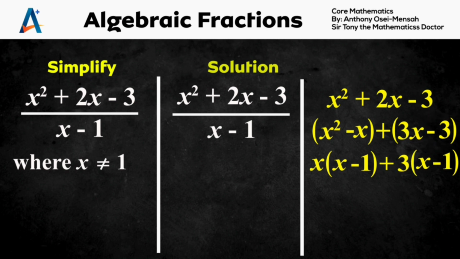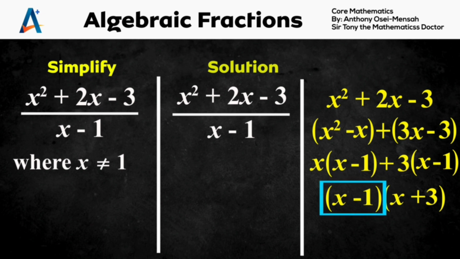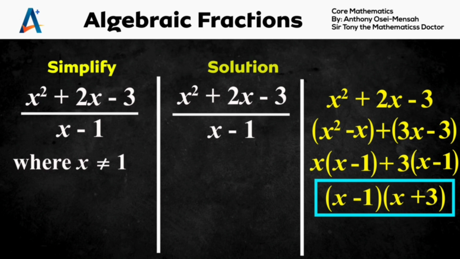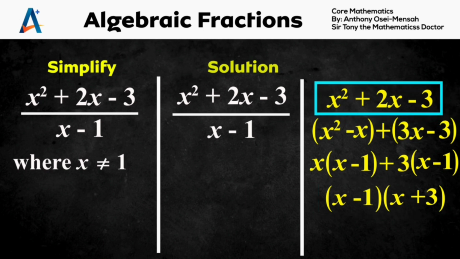So finally, the ones in the bracket are also common factors. So we bring the ones in the bracket, x minus 1, out. And the ones outside the bracket will also be put in one bracket, x plus 3. So x minus 1 is factorized out into one bracket. Then the one outside, which is remaining, that is x plus 3, also in another bracket. So this becomes the factorized form of x squared plus 2x minus 3.